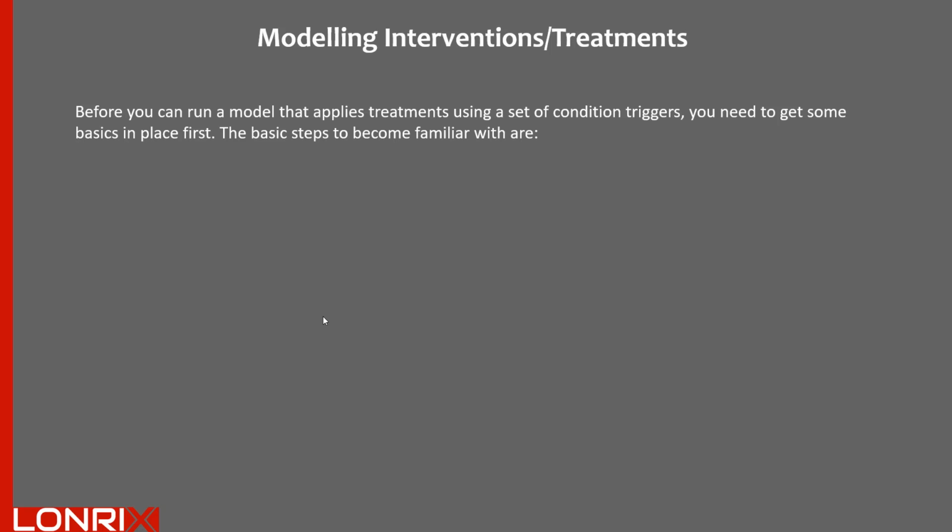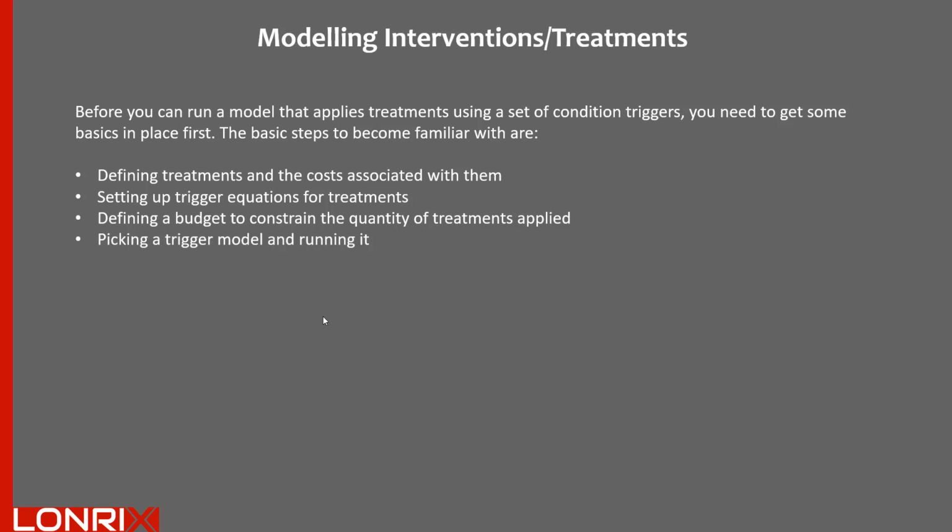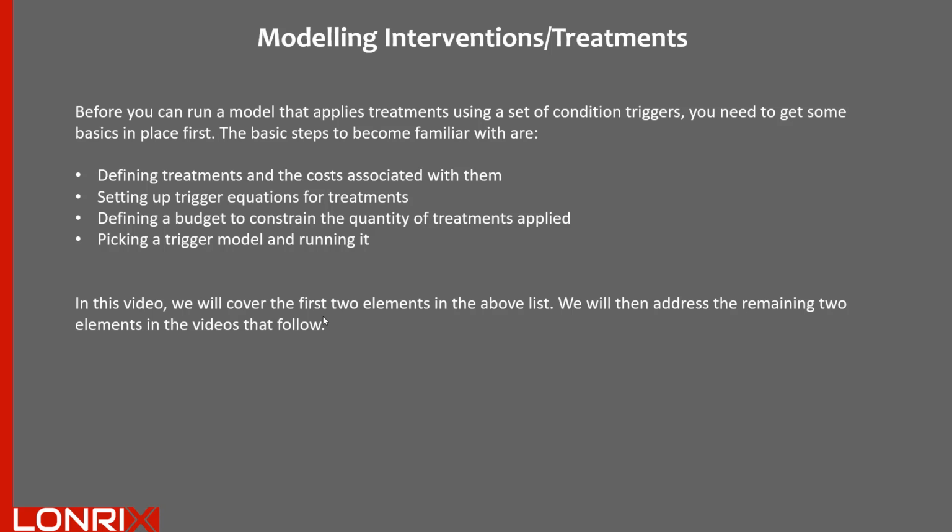Before you can run a model that applies treatments using a set of condition triggers, you need to get some basics in place first. The basic steps to become familiar with are defining treatments and the cost associated with them, setting up trigger equations for treatments, defining a budget to constrain the quantity of treatments applied, and picking a trigger model and running it. In this video, we will cover the first two elements in the above list. To keep the videos a bit short, we will then address the remaining two elements in separate videos that will follow after this one. So let's go to our DMS file and have a look at the treatments sheet.